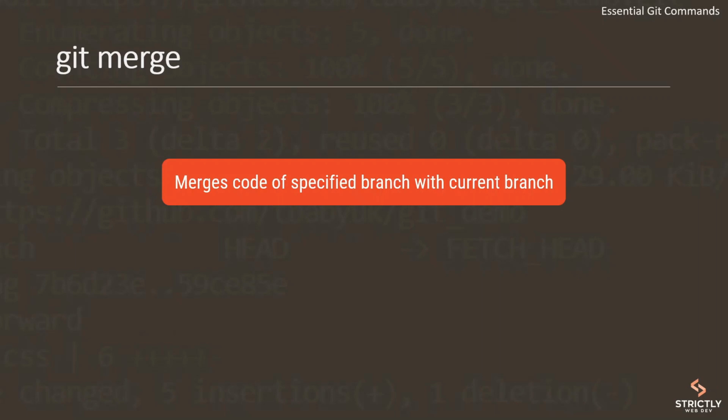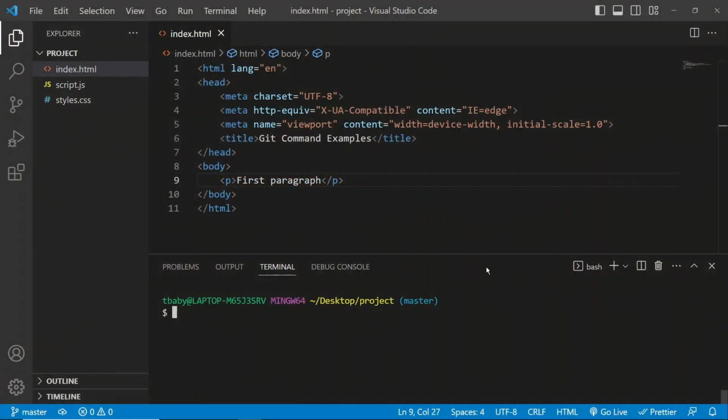So let's talk about the next command, which is the git merge command. Now this command merges code of specified branch with the current branch. So let's see what that looks like. Okay, so I am on my master branch here. As you can see, I checked out this branch again, and what we're going to do now to demonstrate the merge command is we're going to go to one of our other branches and we're going to make a change there to our code, and then we'll come back to the master branch and we're going to merge those changes so you can see how that works.